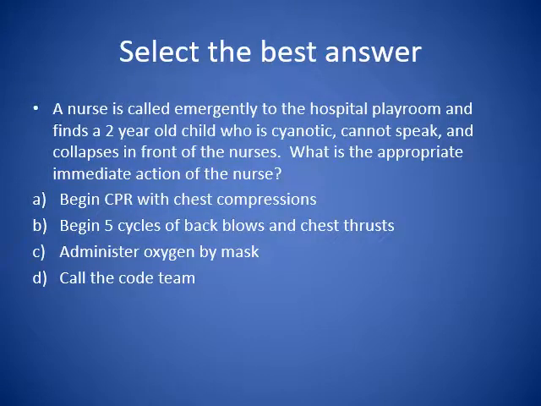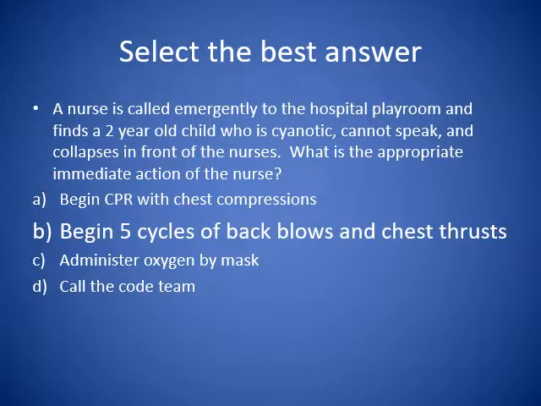So select the best answer. A nurse is emergently called to the hospital playroom and finds a 2-year-old child who is cyanotic, cannot speak, and collapses in front of the nurse. What is the appropriate immediate action of the nurse? A. Begin CPR with chest compressions. B. Begin 5 cycles of back blows and chest thrusts. C. Administer oxygen by mask. Or D. Call the code team.